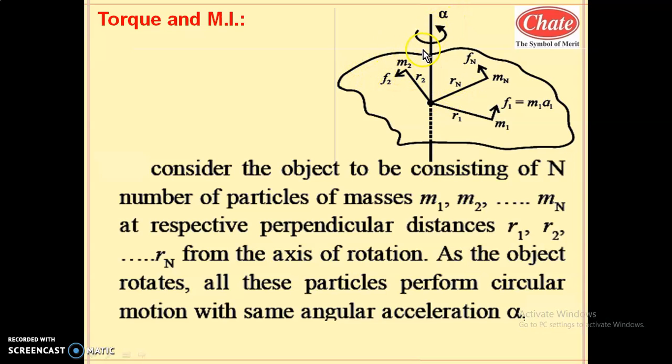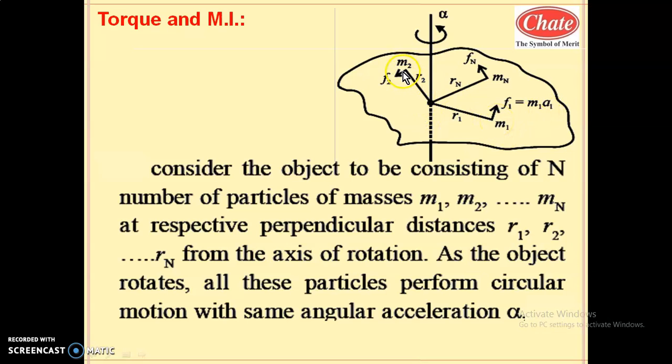So consider an irregularly shaped rigid body made up of n number of particles having masses m1, m2, and so on up to mn. These are situated at distances from the axis of rotation like r1, r2, rn respectively. So the force on the first particle will be tangential, that is F1 equals m1 a1, the mass of the first particle times the linear acceleration of the first particle.